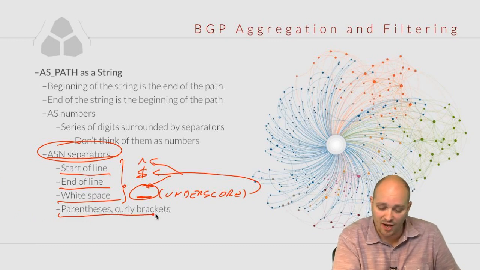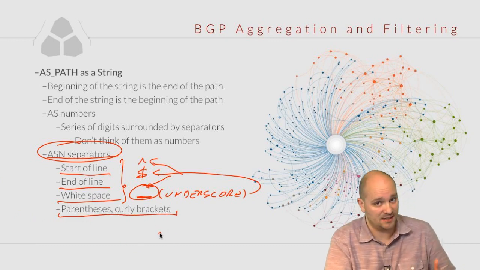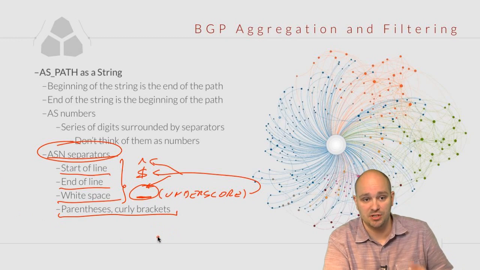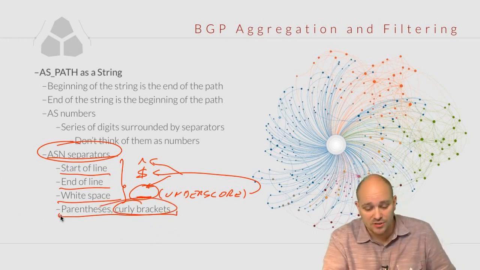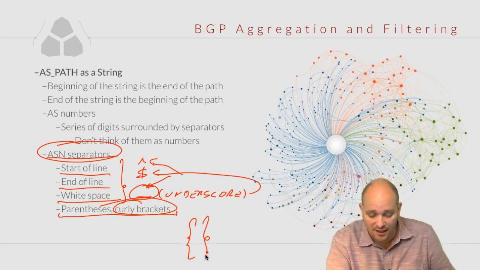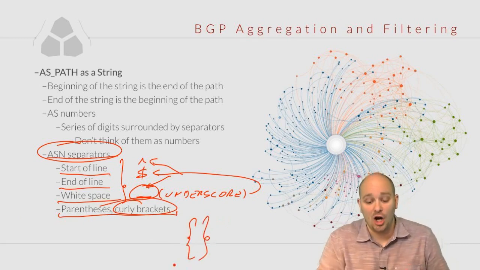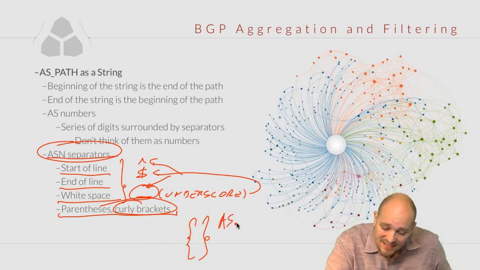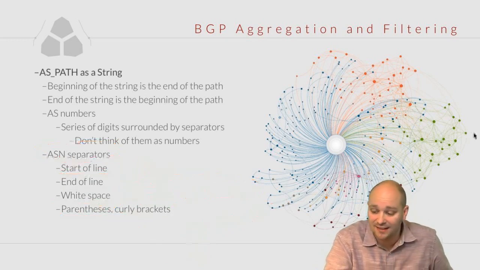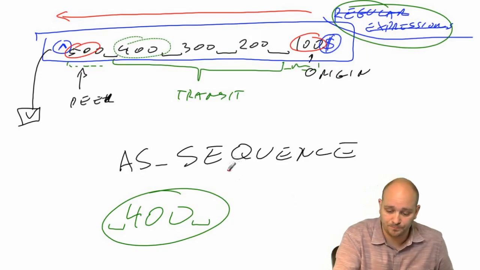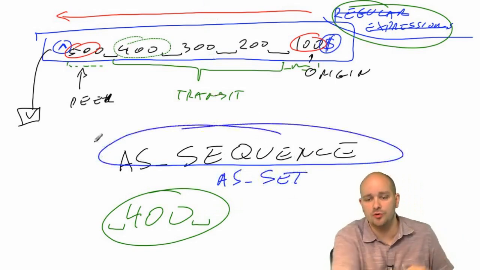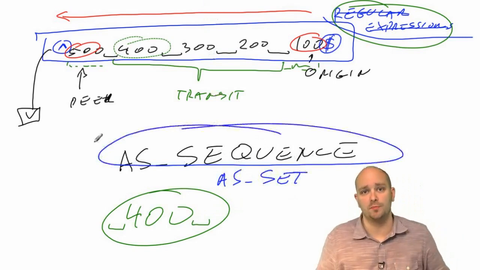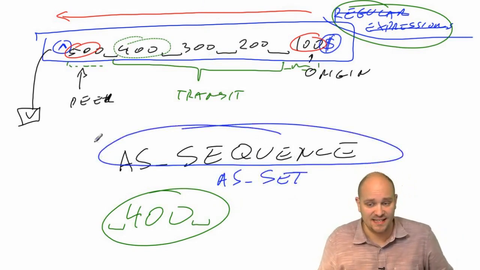But also we can have other separators, like parentheses in a case of subautonomous system numbers if you are using the confederations, or curly brackets. If you see curly brackets in your AS path, what we are dealing with are the contents of the AS set. So AS set can also be matched using our regular expressions, but the primary filtering that you are going to encounter is going to be based on the AS sequence.